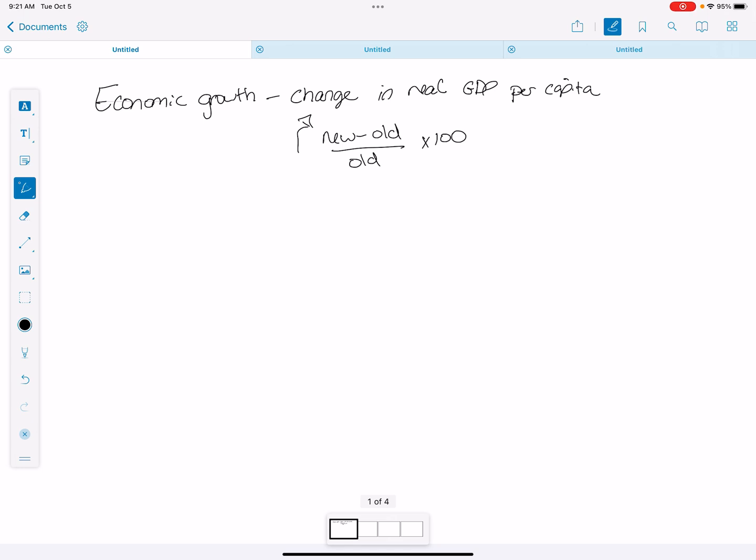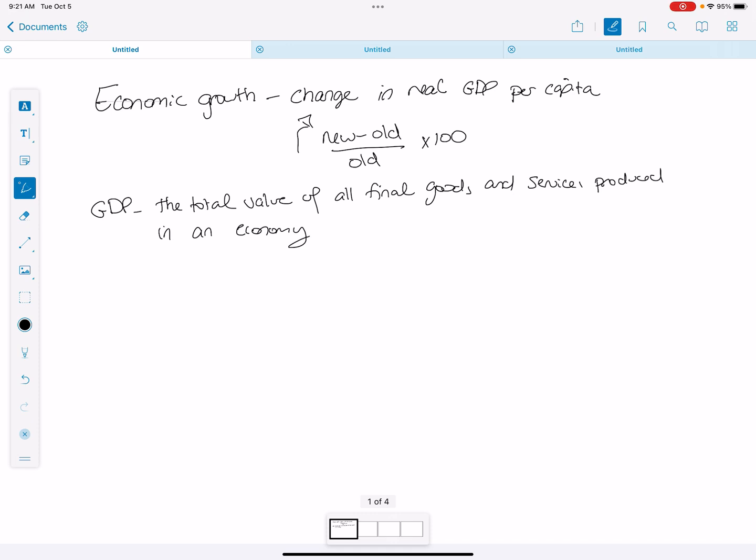Well, let's break that economic growth definition down further, and let's look at GDP. So what is the definition of GDP? GDP is the total value of all final goods and services produced in an economy in a specific period of time. So that's typically a year.